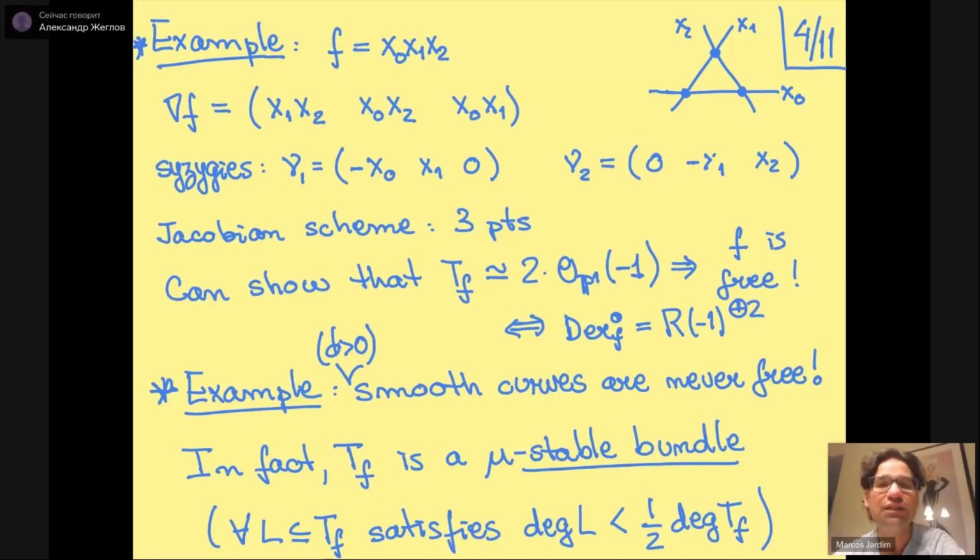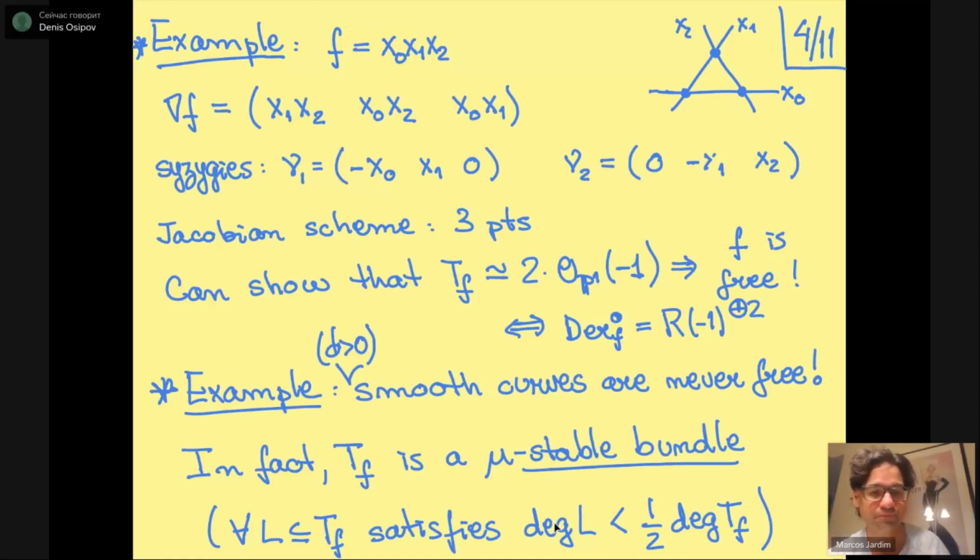This is actually an if and only if statement. The curve is free if and only if this matrix, consisting of 2 syzygies plus the Euler derivation, has determinant a multiple of the polynomial itself. Was it possible to understand? Yes. It's a very simple, very nice criteria. And then in commutative algebra, there are other criteria. So if the Jacobian scheme is a perfect ideal of height 2, then the curve is free. There are several criteria in the literature.